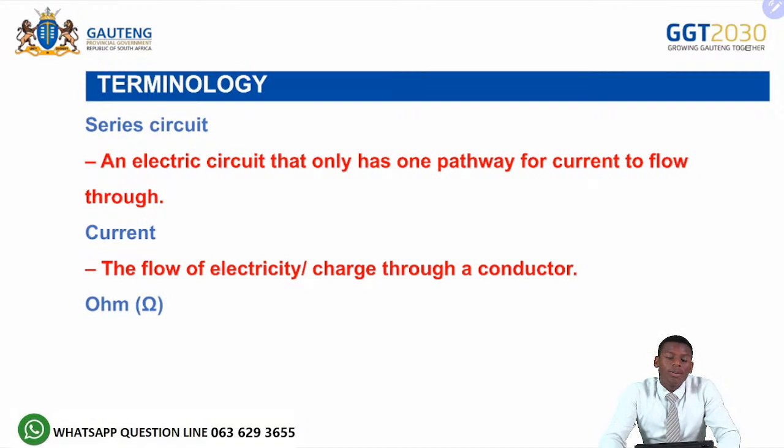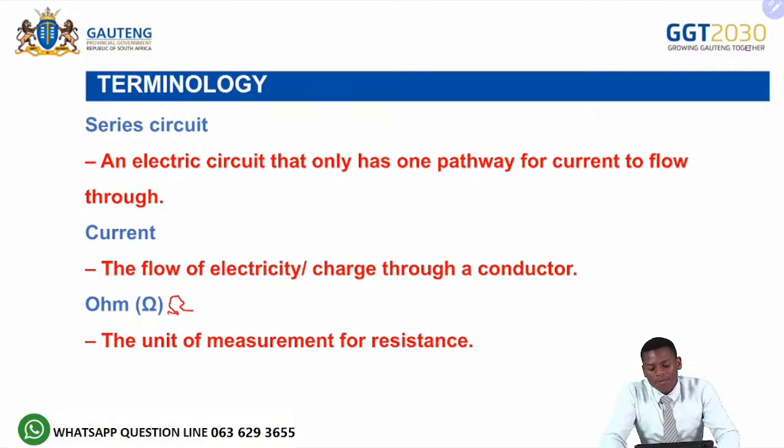Also, you should know what is an ohm with this sign. So this sign is a sign of an ohm. An ohm, what is it? An ohm is the unit of measurement for resistance, because in this lesson we are dealing with what? Parallel circuit. We will talk more about resistance and what it does to our circuit.